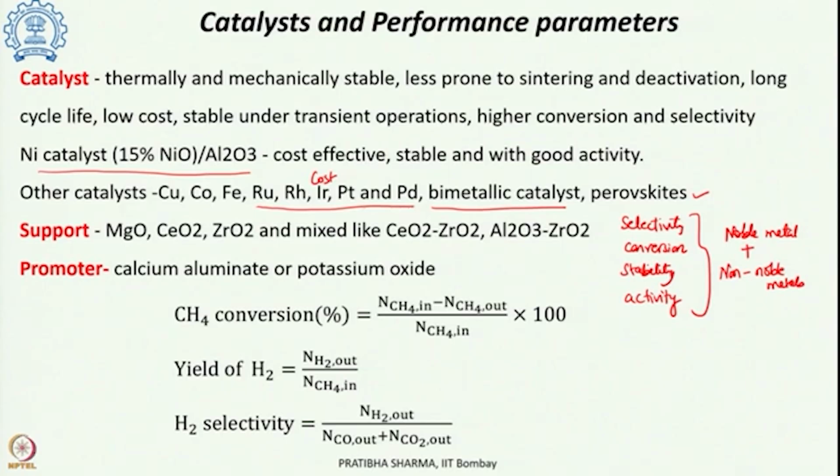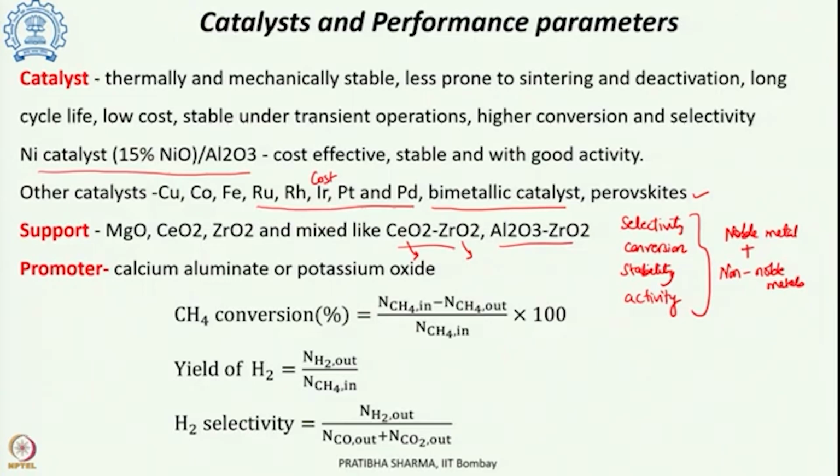There are various supports that can be used, like magnesium oxide, cerium oxide, zirconium oxide, and these can be mixed together. Like alumina and zirconia, when they are used, they have a better stability as well as better conversion. Zirconia provides good conversion and a little basicity of the support, which reduces coke formation. Ceria provides a higher thermal stability. So, a mix of these oxides can act as a support.